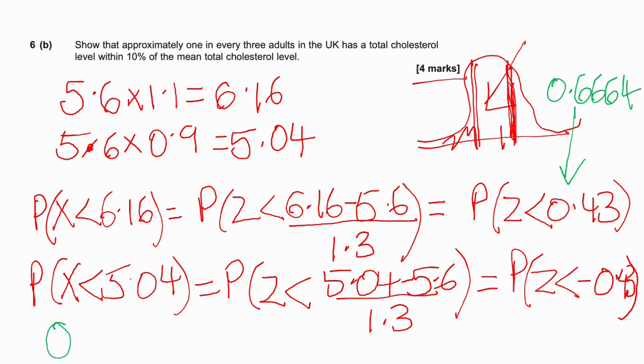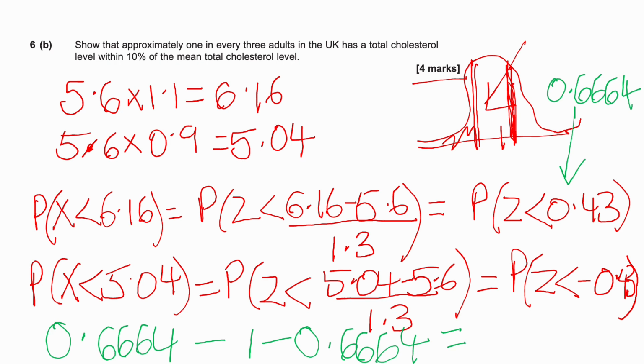So altogether we have got 0.6664 take away 1 take away 0.6664. And if we stick that in the calculator, being careful, if we're taking away a negative, we're actually adding. So we will have 0.6664 plus 0.6664 and then take away 1, which gives us 0.3328. And 0.33 is close enough to show us that approximately 1 in 3, or 33%, of every adult in the UK has a total cholesterol level within that range.